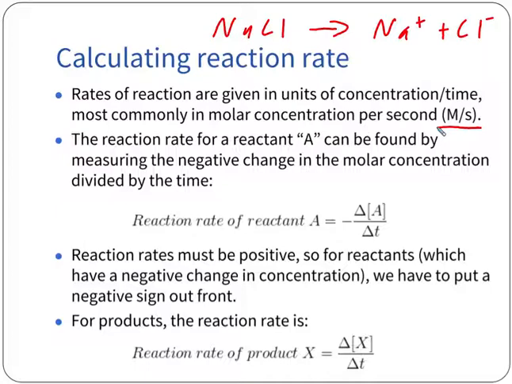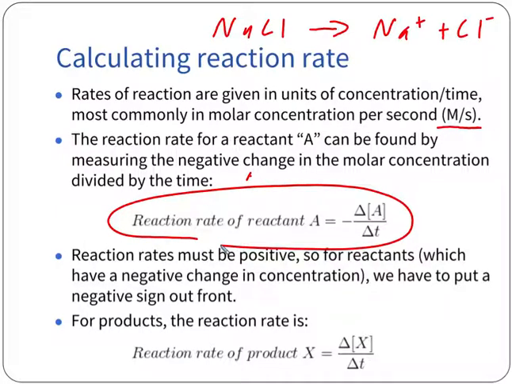Now, let's suppose that we did have some reactant. We'll call it A. Let's just say for right now that we're going to have a really simple reaction where A reacts and turns into X right here. And so the reaction rate of reactant A, we're going to give by this little equation right here. Whoops, I left out part of it. So this is our equation right here.